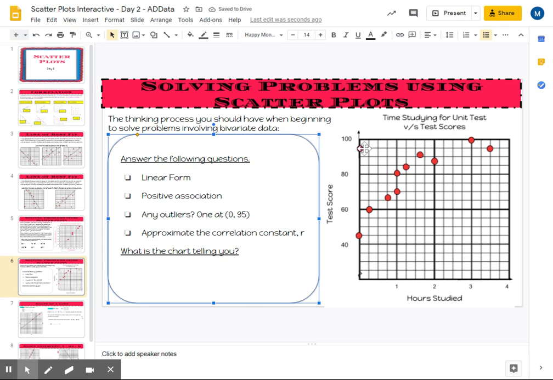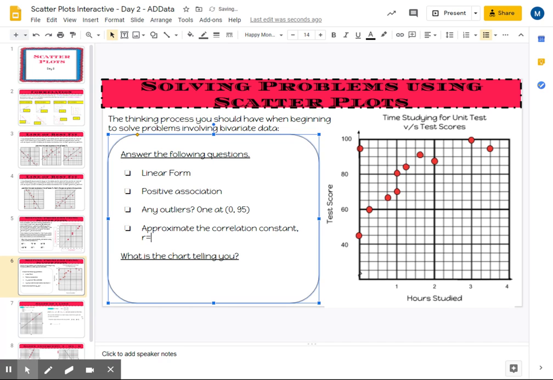So we had to name the coordinates of that point right there. Okay, approximate the correlation constant, R. All right. So, I mean, this looks pretty strong to me. So I would give that an approximation of 0.9. And it's positive, right? Because it's a positive sloping line. So I'm going to keep it positive.